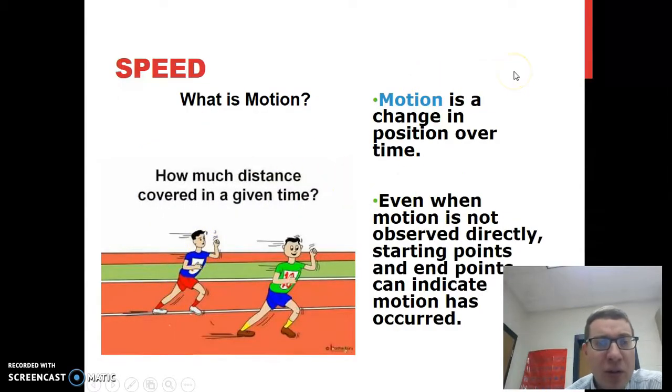Okay. So what is motion and speed? Motion is a change of position over time. So even when motion is not observed directly, starting points and end points can indicate motion has occurred. So if you start at one place and you end at another, we can tell motion has occurred based off of your location in relation to the reference points around you.